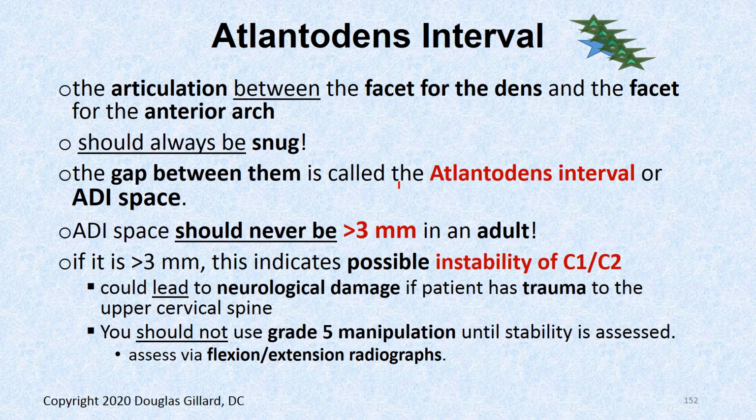In this ADI space, again, the articulation between the dens and anterior arch of atlas should be snug. There's a big ligament called the transverse ligament of atlas that holds that interval tightly. Not a big one with numbers, but here's a number you have to remember always. The ADI space should never be greater than 3 millimeters. If it is, you don't adjust the patient. Don't put any force into their upper cervical, especially if they just had a car accident. You could kill them.